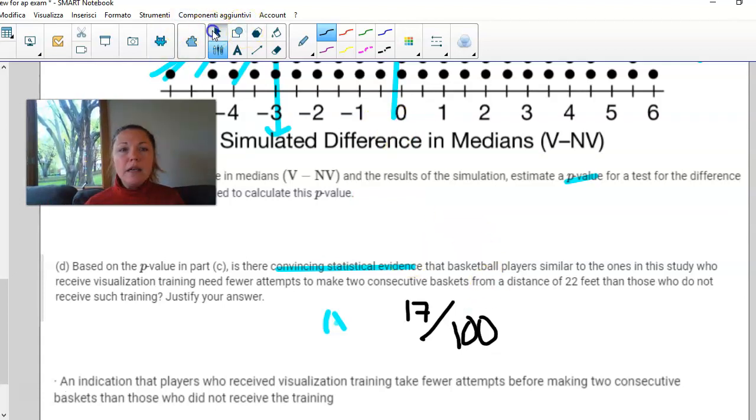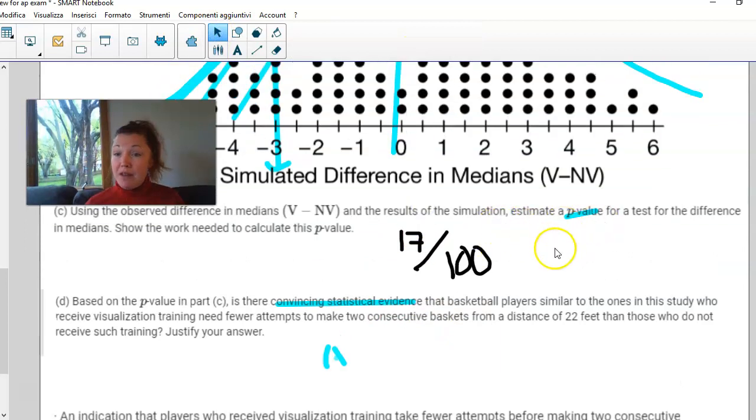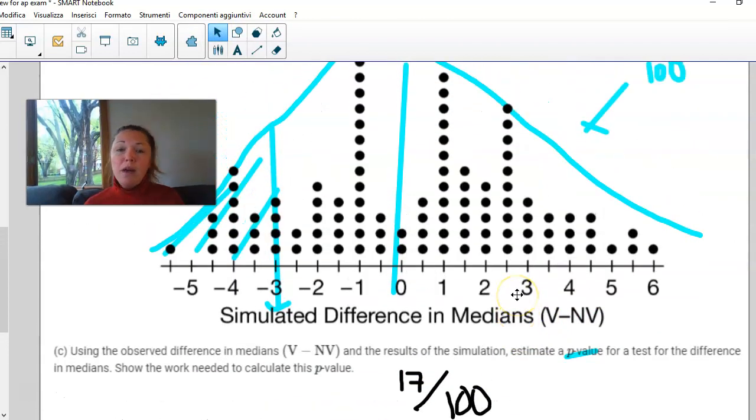Oopsie. Not a huge deal, but I wrote it in the wrong spot right there. We need to get a p-value, okay? We know anytime there's a difference when we're doing a test, we assume the null hypothesis: there is no difference.